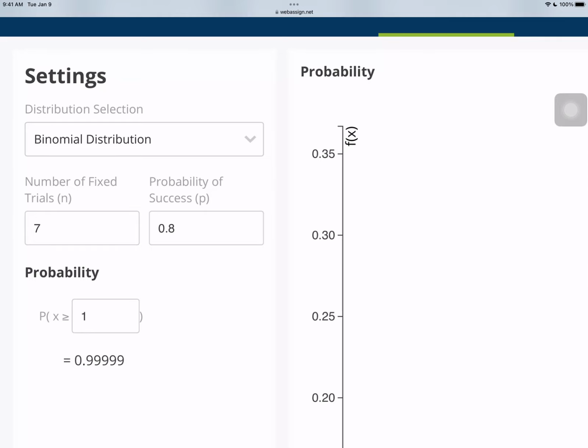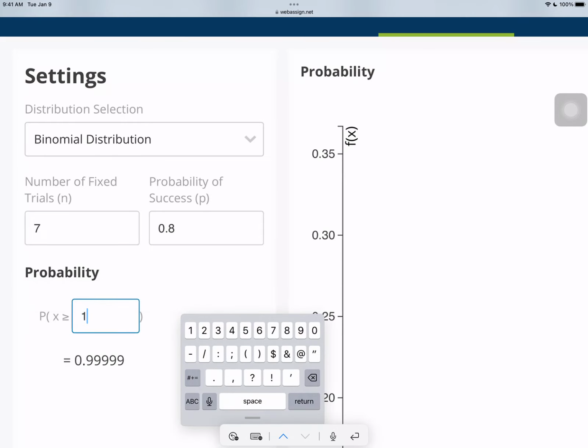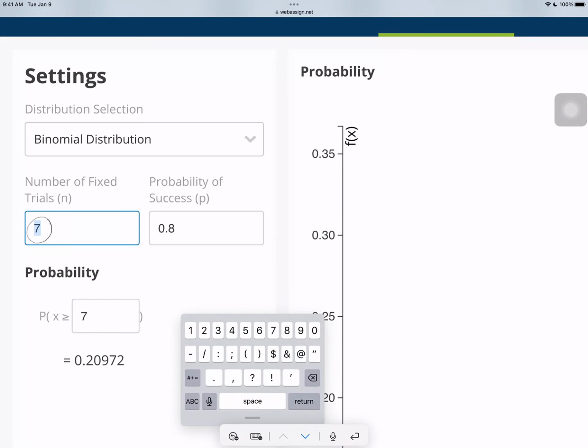So we want at least 7 people. So this is going to be 7. And you can see that if we have 7 people in the trial, the probability is going to be 0.2. But we want this to get all the way up to 87%. And so we need to put more people in the trial.